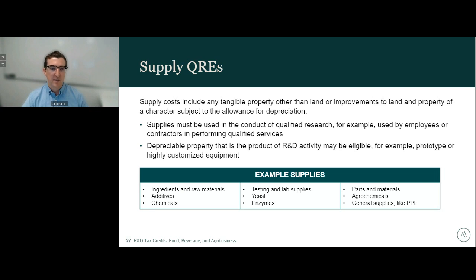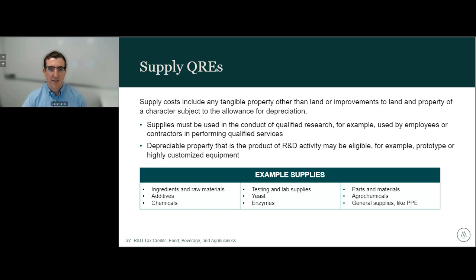In some cases, we do see depreciable property that is the result of R&D as eligible. This is often for the design and development of prototypes or pilot models or customized equipment. These items are typically found with new or upgraded production facilities in the food and beverage space, or harvesting or packaging equipment as well. So think of the large capital items that might take a lot of research and development to attempt to create.